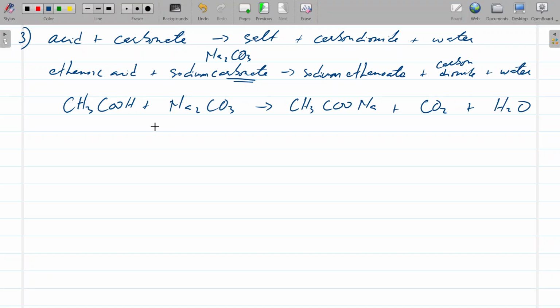And so this is aqueous. This was actually a solid. This is going to be aqueous, this is going to be gas, and this is going to be a liquid. And to balance it out, you've got two of these and two of these. That balances the carbons and everything and the sodium as well.